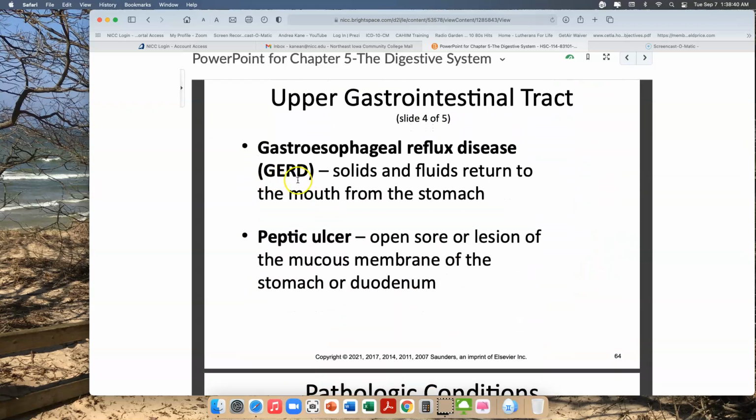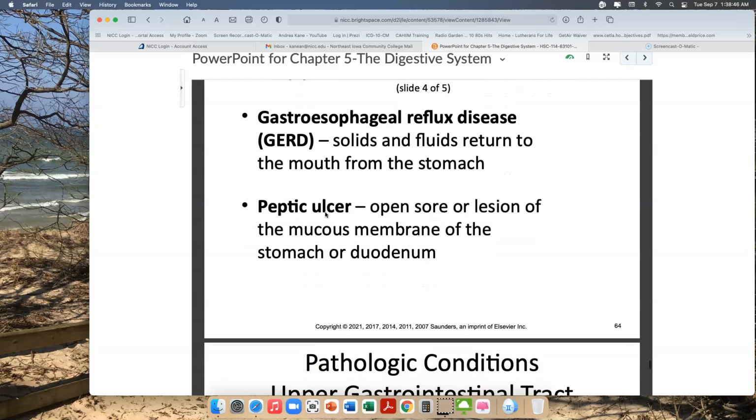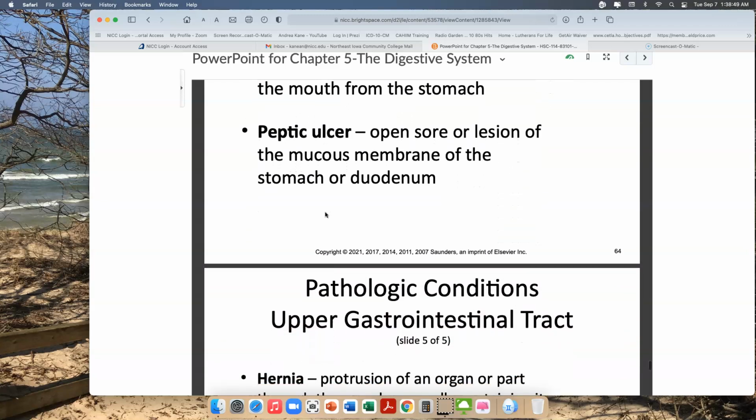GERD. You may have heard of GERD, gastroesophageal reflux disease. This is where solids and fluids return to the mouth from the stomach. Peptic ulcer is where an open sore or lesion of the mucous membrane of the stomach or duodenum occurs.